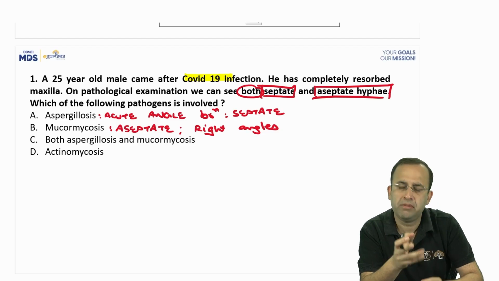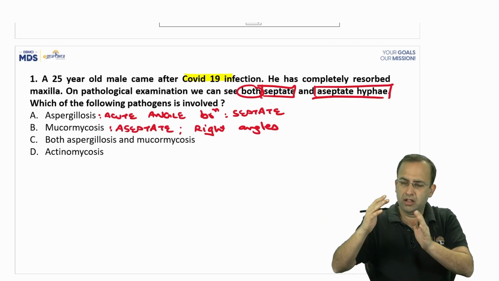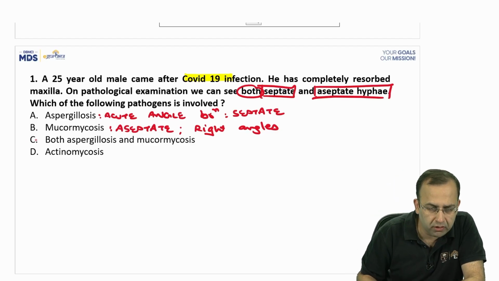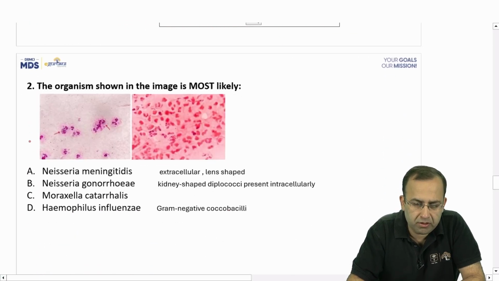So this was INI PYQ, that mucor one was NEET MDS PYQ. So fungi, numerous questions, simple, straightforward, numerous questions. So this was both Aspergillus and mucor. It showed the presence of both Aspergillus and mucor.